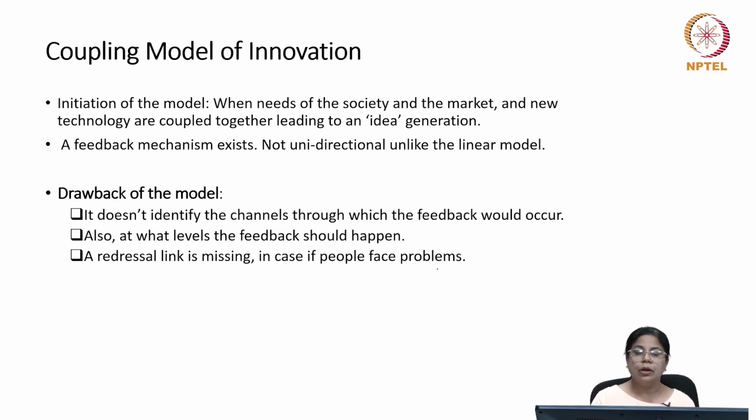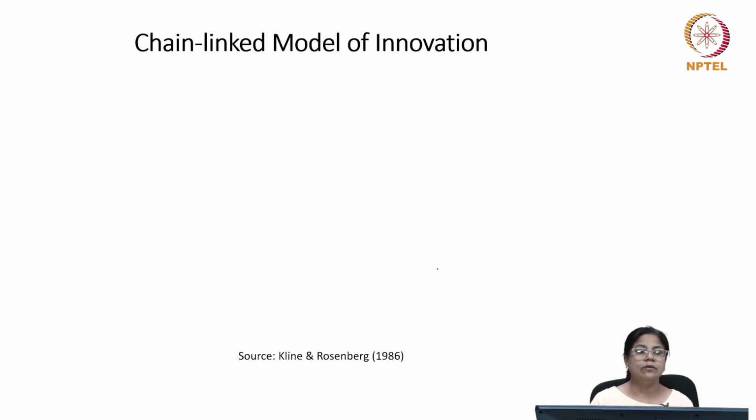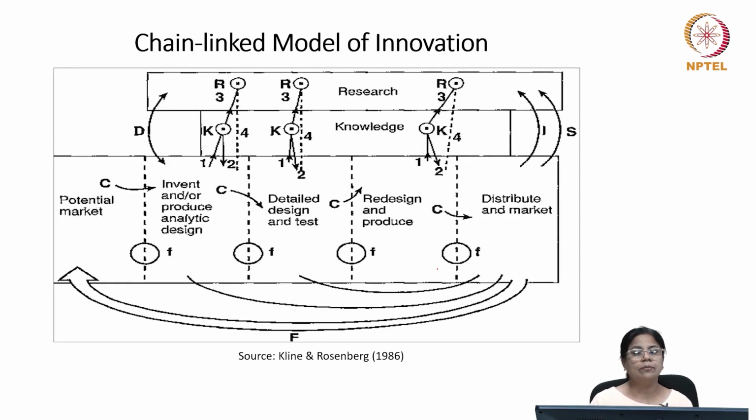Hence, the model, though a step ahead of the earlier models in terms of introducing a bidirectional or feedback mechanism, leaves certain gaps. Those gaps are that you do not know what the channels of that feedback are. Now, building on this, what you have is the chain link model of innovation. This chain link model, the figure comes from the book of Klein and Rosenberg, and it looks quite complicated.